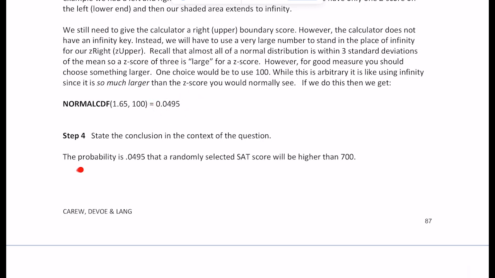It means that the probability is 0.0495 that a randomly selected SAT score will be higher than 700, or the percentage of scores higher than 700 is approximately 4.95%.